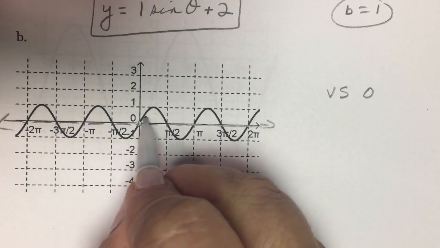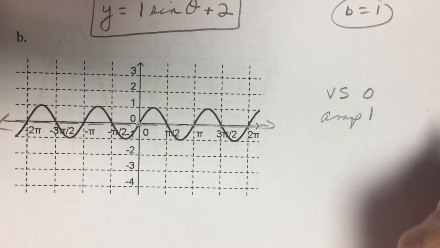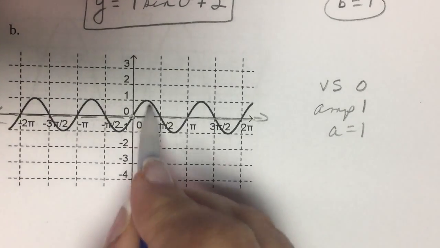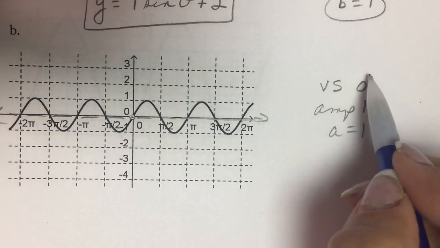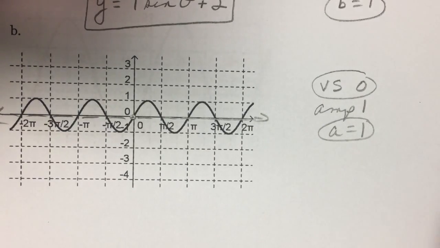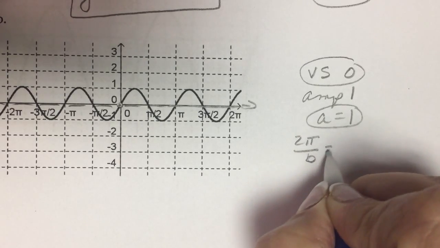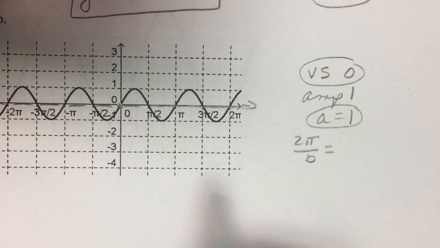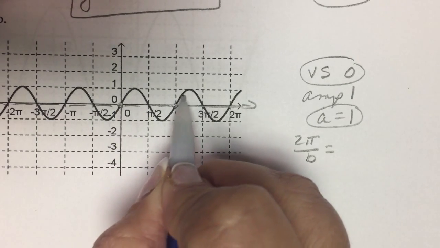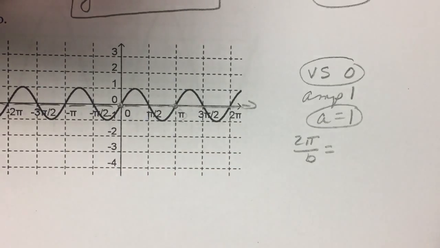My amplitude, because it goes up 1, so my amplitude is 1, and my A is also actually a positive 1 because it goes up first. So I have my K, or my vertical shift. I have my A. Now I'm going to need my B. Well, I'm going to take 2 pi over B and set it equal to the period. So let's figure out what the period is. Well, if we start here, you can see right here it begins to repeat itself. So from here to here, you can tell that that's pi.